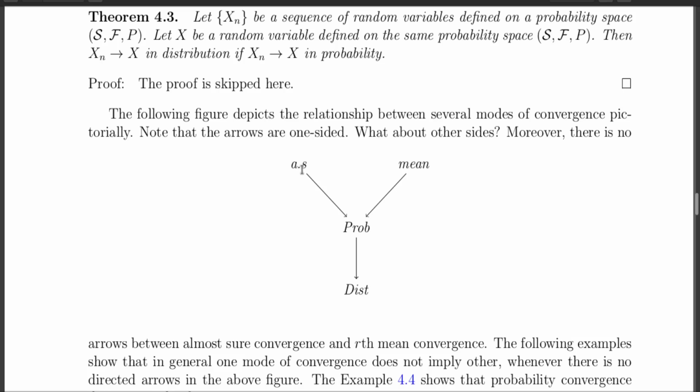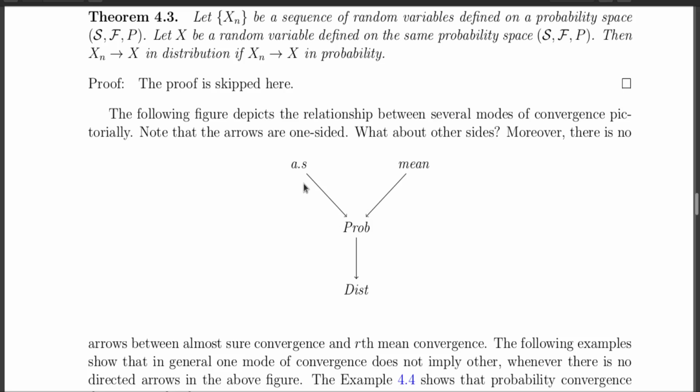So if a sequence of random variables Xn converges to X almost surely, it implies that there will be probability convergence, and in turn that implies that there will be distributional convergence. On the other hand, if I have mean convergence, then this implies probability convergence. That means if Xn converges to X in mean, it implies that Xn converges to X in probability, and in turn that again implies that Xn converges to X in distribution. So whenever I have a directed arrow, the relationship flows in that direction: one implies the other.